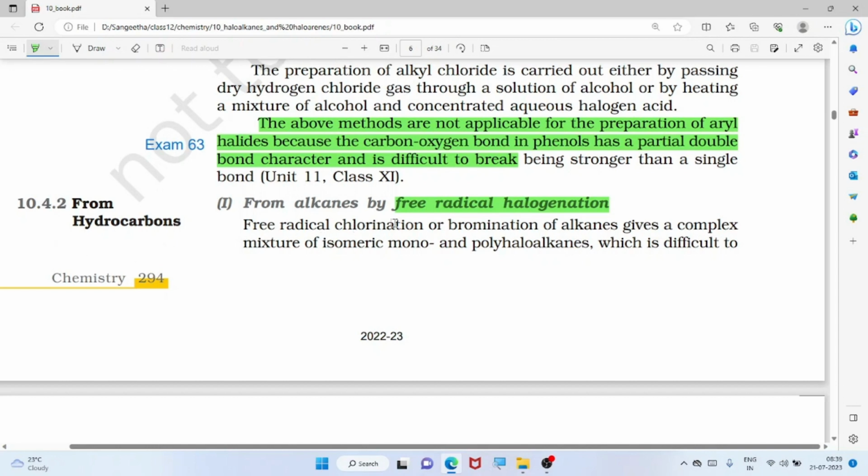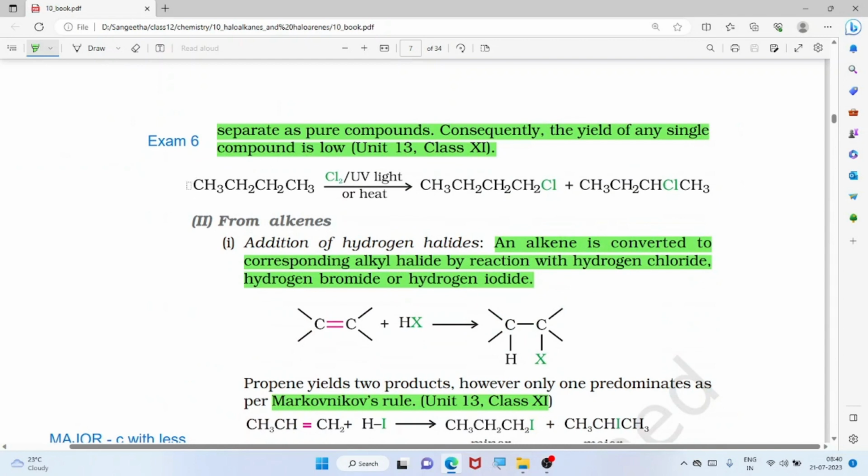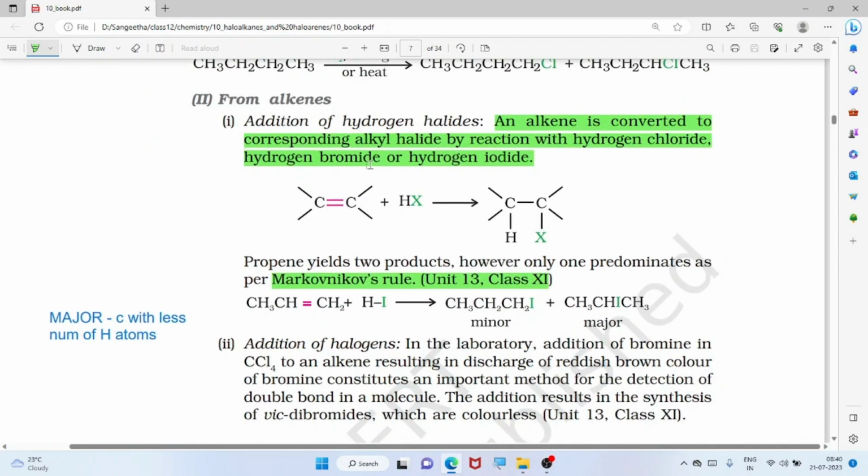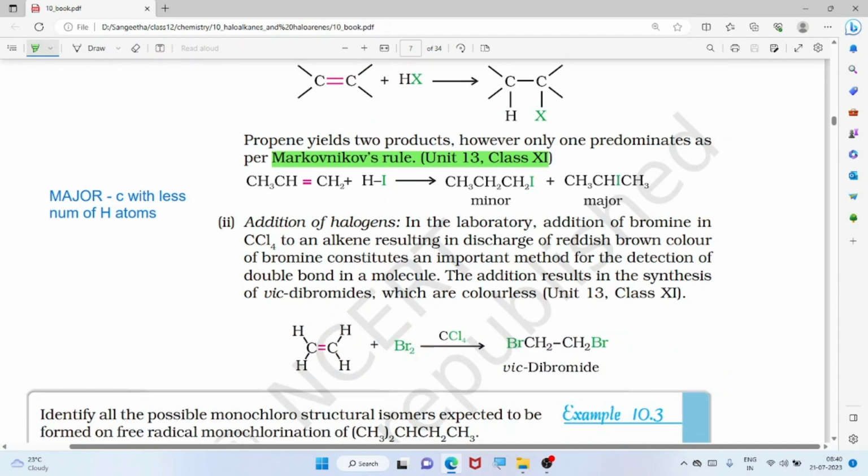From hydrocarbons, haloalkanes are prepared by free radical halogenation. From alkenes, an alkene is converted into alkyl halide by reaction with hydrogen chloride, hydrogen bromide and hydrogen iodide. The addition is according to Markovnikov's rule. So the halogen combines with the carbon with the lesser number of hydrogen atoms. Here this is the major product and this is the minor product. Major means the carbon with the lesser number of hydrogen atoms.